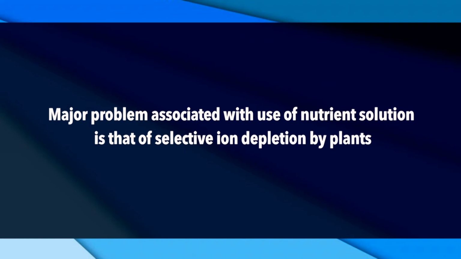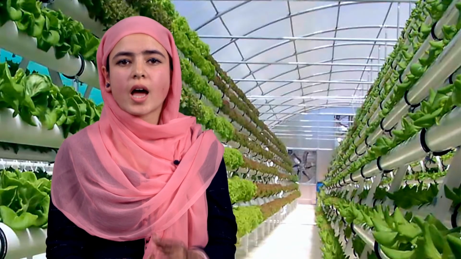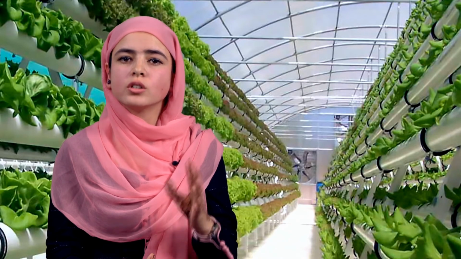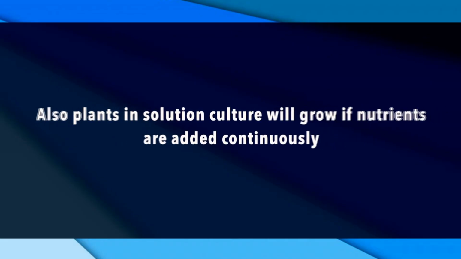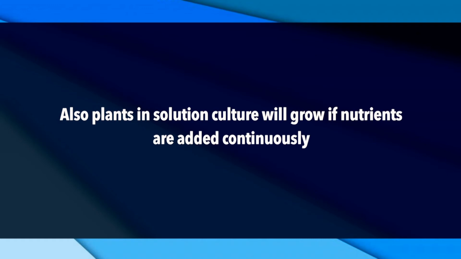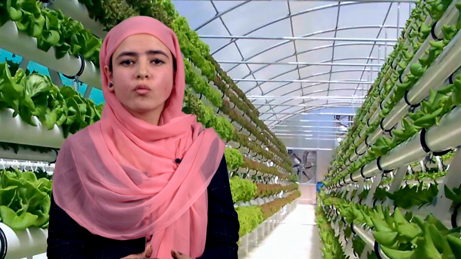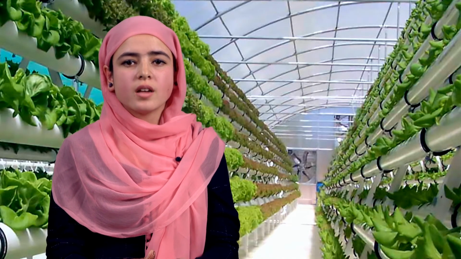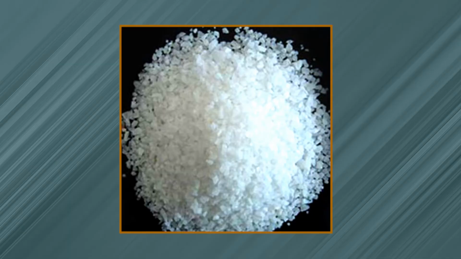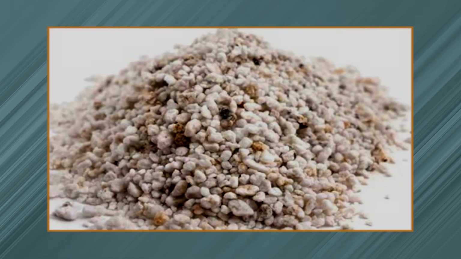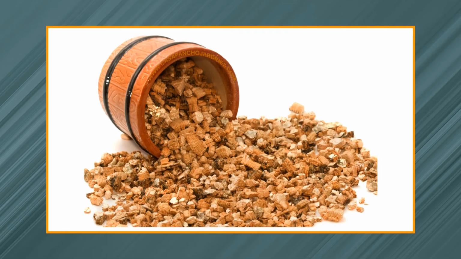The major problem associated with the use of nutrient solution is that of selective ion depletion by plants. This leads to pH change and poses a major restriction to the growth of plants. Also, plants in solution culture will grow only if nutrients are added continuously. These problems can be avoided by the use of non-nutritive media such as acid washed quartz sand, perlite and vermiculite.